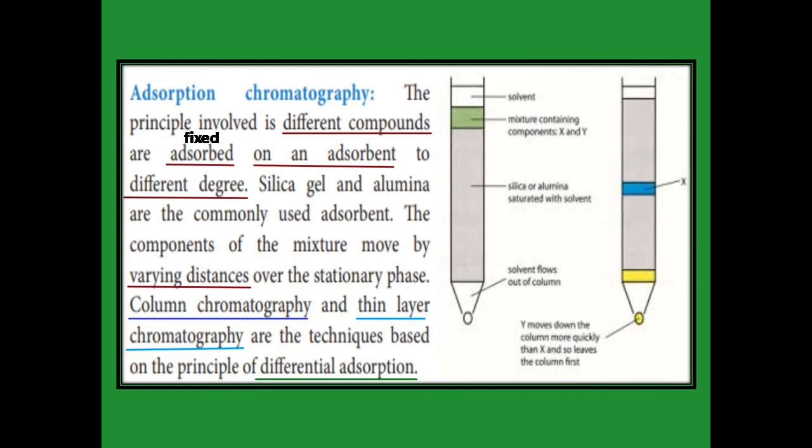Y is adsorbed very fast, so it moves down, and X is adsorbed very slowly, so it takes time to adsorb. Then, with the help of solvent, afterward we put the solvent, it moves Y very fast because it adsorbs very fast, it comes down first. Afterward the X component, which is adsorbed on the silica or alumina, is washed by that solvent. So based on this adsorption we can separate the compounds present in the mixture.